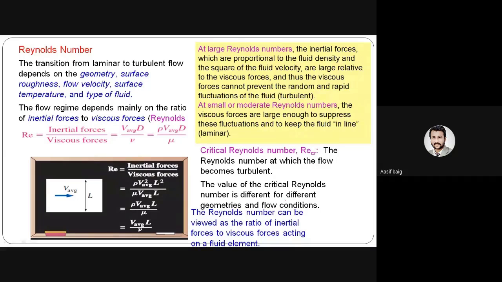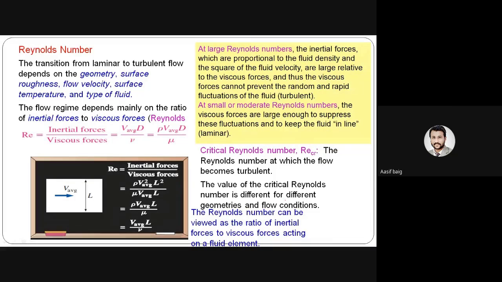And if you compare these two types of flow in the form of numbers, we need to study the Reynolds number. So what is meant by the Reynolds number? The transition from the laminar to the turbulent flow depends on the geometry, surface roughness, flow velocity, surface temperature, and the type of fluid. So these are all the factors which we have to consider, which affect whether the flow is laminar or turbulent. And by considering all this, we have to calculate the number which will be very helpful to differentiate whether this flow is laminar or turbulent.